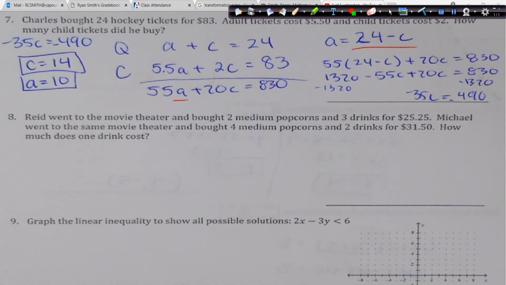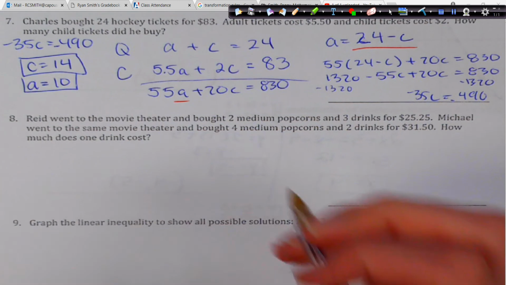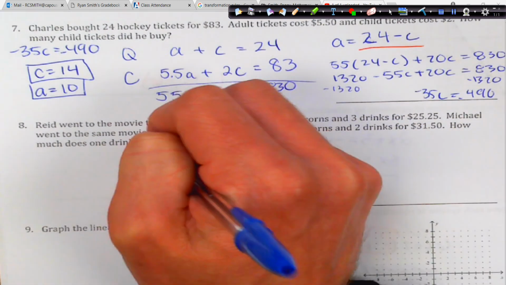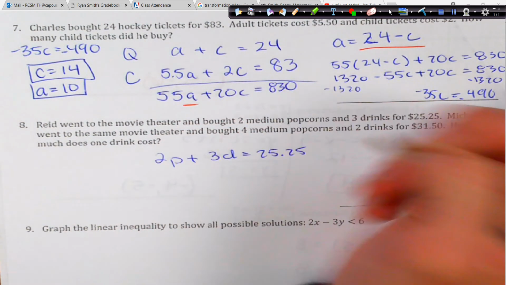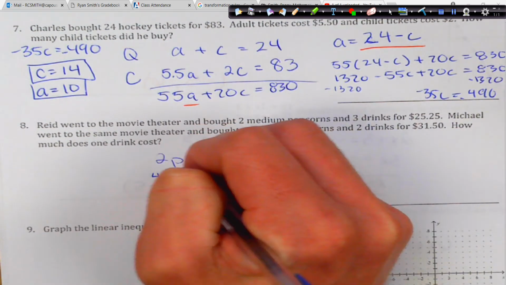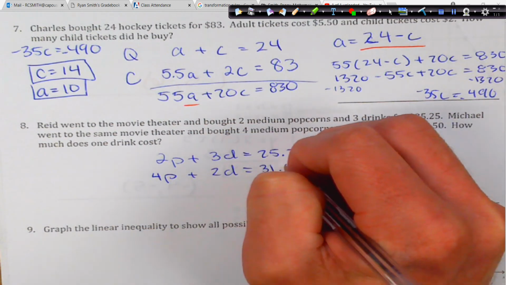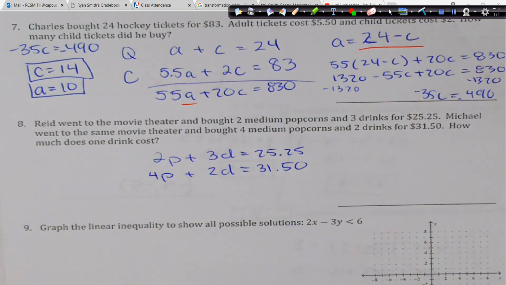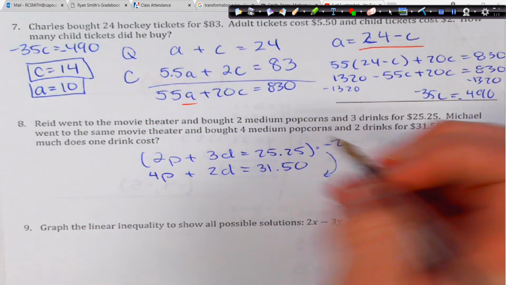Okay. 8. Reed went to the movie theater, bought 2 popcorns, 3 drinks for $25.25. Michael went to the same movie theater, bought 4 popcorns and 2 drinks. How much does 1 drink cost? So we have 2 popcorns plus 3 drinks equals $25.25. And we have 4 popcorns plus 2 drinks equals $31.50. Okay? So if I multiply this top by negative 2, we can go ahead and cancel those.